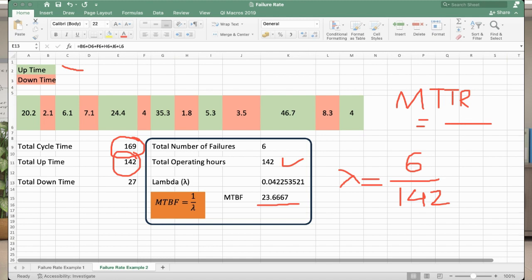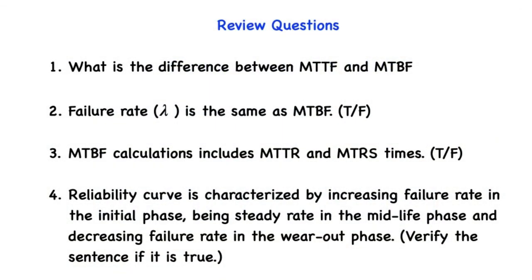MTTR is equal to, yes, my friends, total downtime divided by number of failures, 27 divided by 6. This result gives us MTTR. I think you understand how we calculate total failure rate for repairable and non-repairable. My friends, let's go over the questions and review them so that we understand the topic very well.